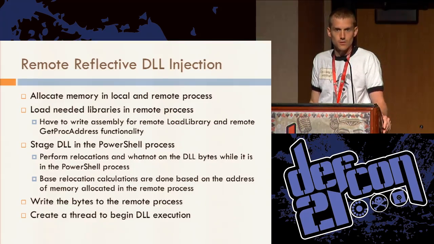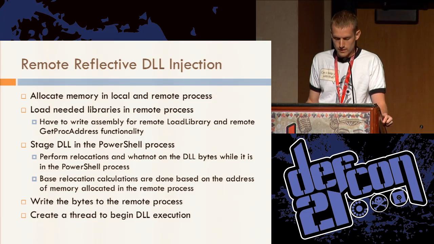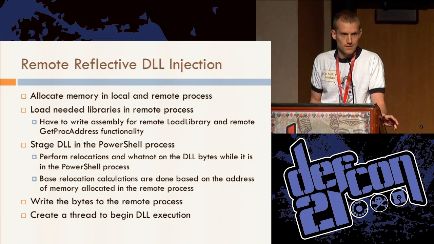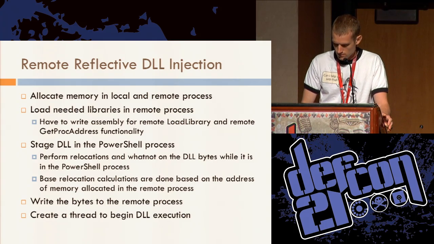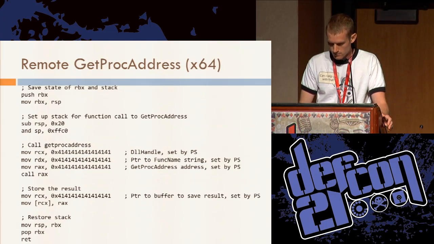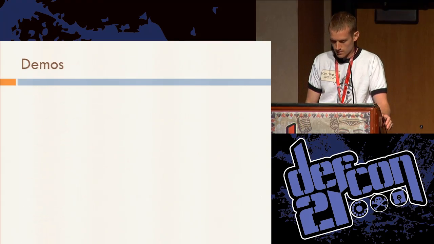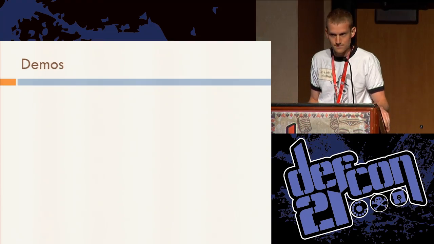So all you need to do is take those bytes and write them into the remote process, and the DLL is pretty much ready to go. You just give it its own thread and it'll start executing. So I just have, once again, more assembly here just for reference purposes for the shellcode that you actually write into the remote process to call LoadLibrary and GetProcAddress.